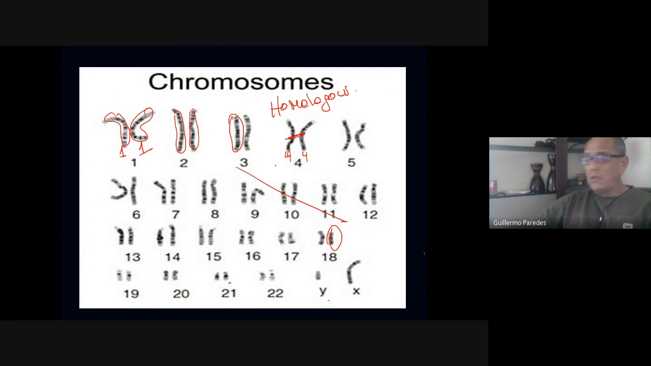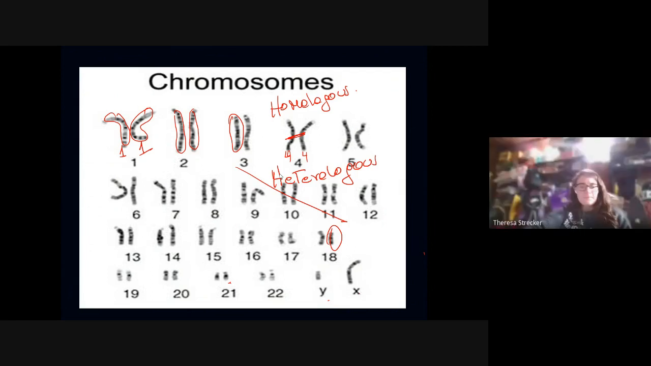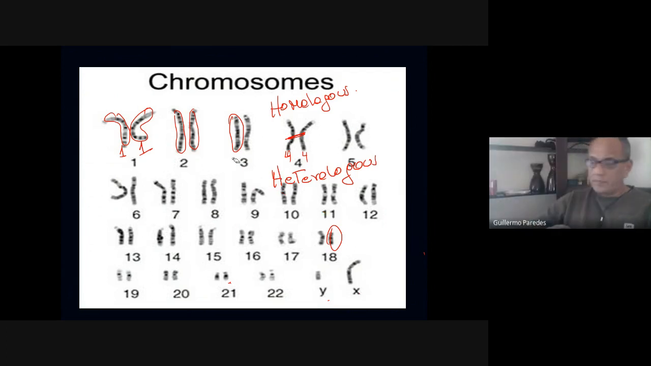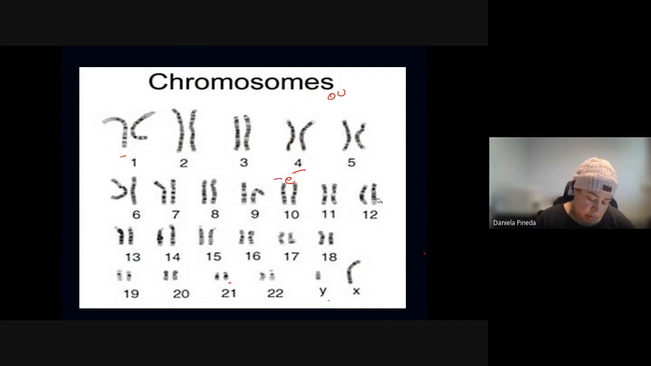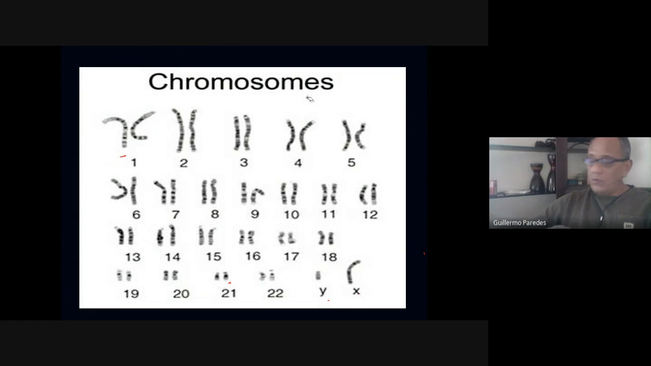If you compare, for example, chromosome 3 with chromosome 18, they're not compatible. So those are heterologous chromosomes. That is the beginning of many situations that we are going to talk about, traits and genotype and phenotype. So let's make it simple, step by step. So far, is that clear? Yes, it's clear. So heterologous means not compatible? I'm going to get to that.